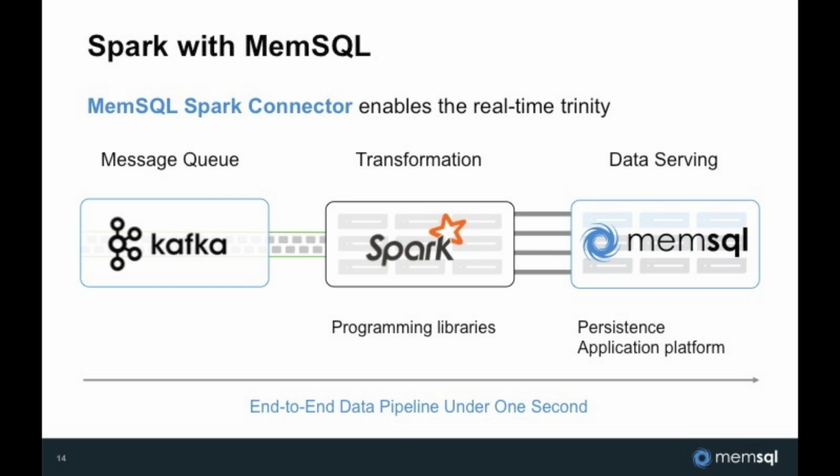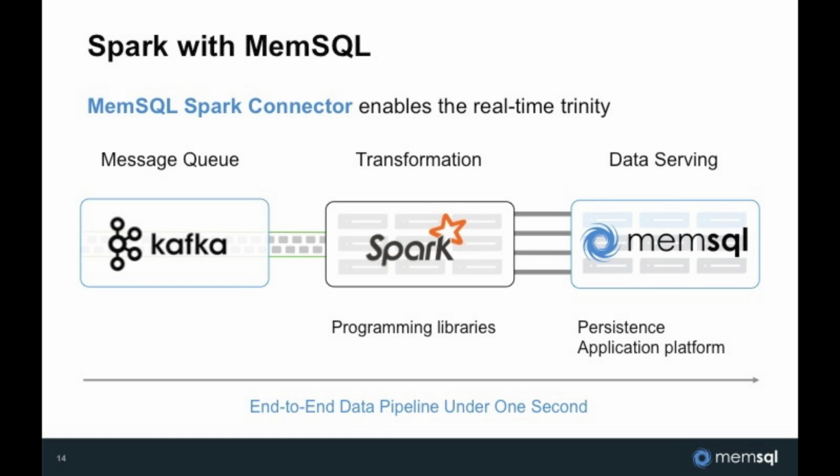So the demonstration that I'm going to be showing you today is a real-time data pipeline that consists of Apache Kafka, sending data to Spark, sending data to MemSQL. The demo that I'm running is running on Microsoft Azure. It's kind of a little toy setup. It's only running on 4 nodes.